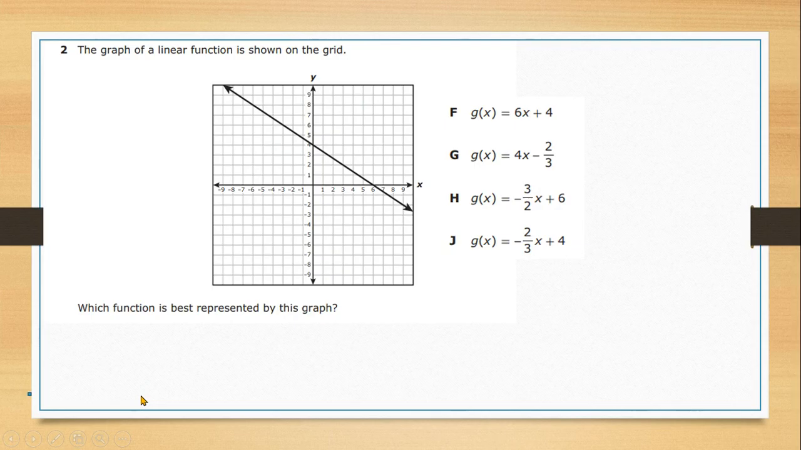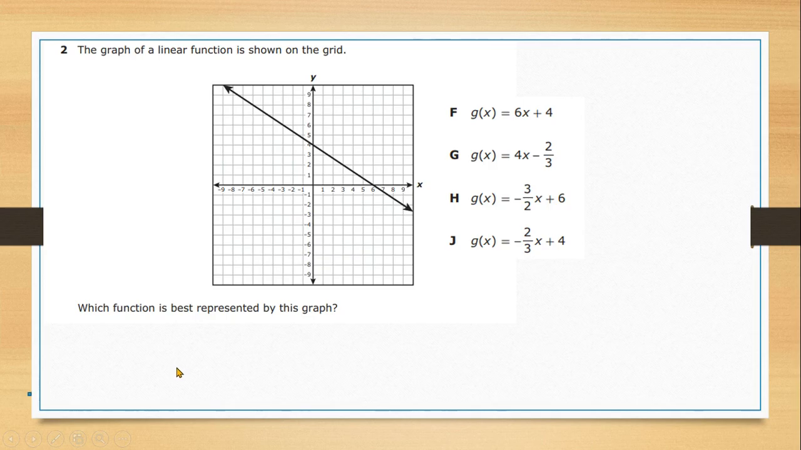So this question was number 2 on the released algebra exam. It says the graph of a linear function is shown on the grid. Which function is best represented by this graph? And we have 4 answers. Each of them starts with g of x.